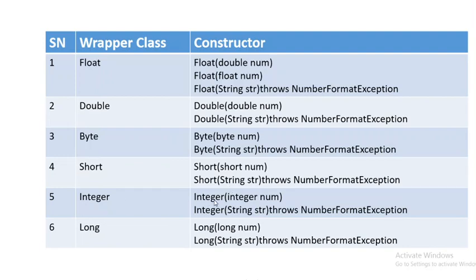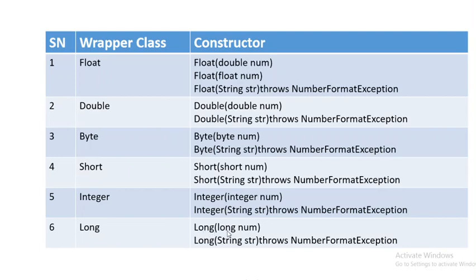Then Integer. In the bracket, instead of Integer num, the argument should be int num. So the primitive data type int can be written as an argument while creating an object of the Integer class, or you can provide an argument of type String as in the second constructor. Again you have to take care that this string should be able to convert into an integer, otherwise it will throw NumberFormatException.